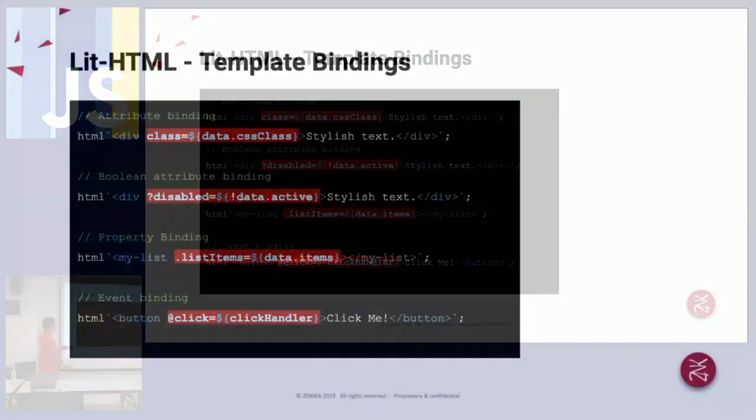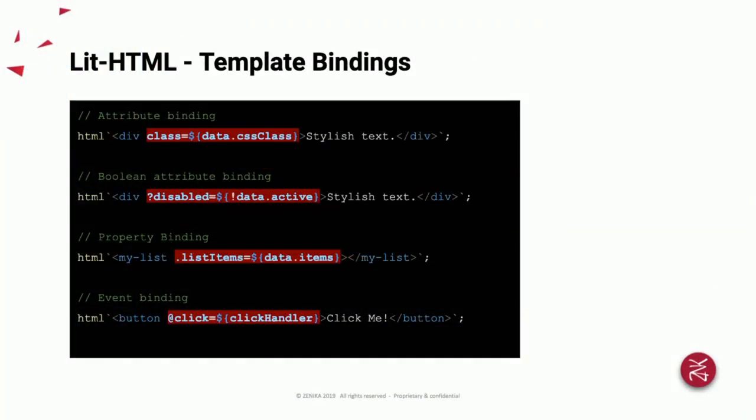For this slide, I want you to focus a bit on the template bindings, because this is what we're going to use mostly later on when we're building our chat component. To do attribute binding, we just simply do, let's say, the class attribute, then the data CSS class. Nothing that special, but when it comes to Boolean attributes, we need to use a question mark. For property binding, we need to use a period. And for event binding, we need to use the @ sign.